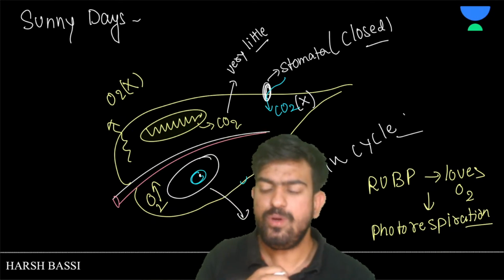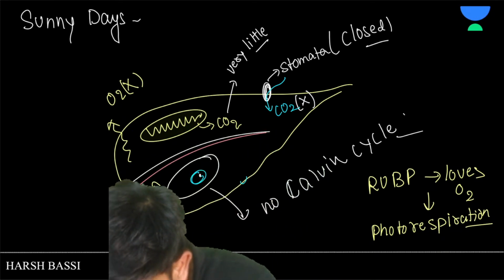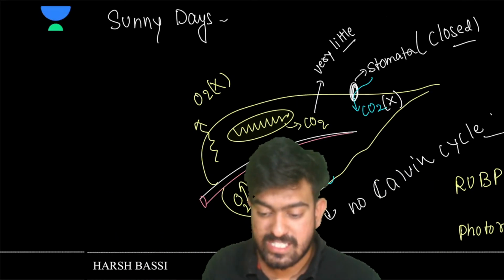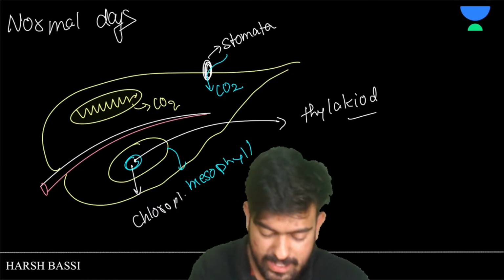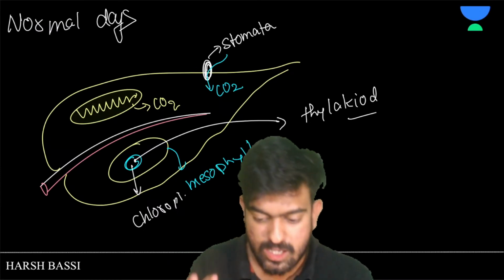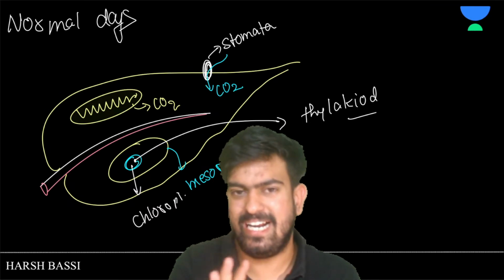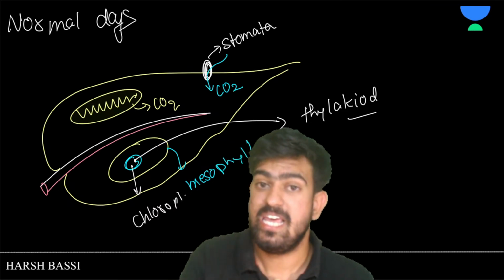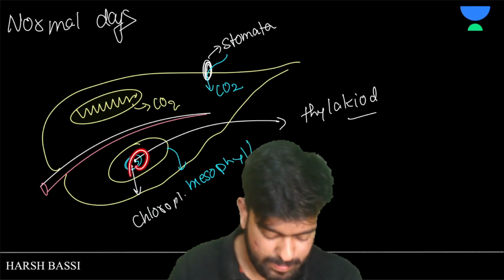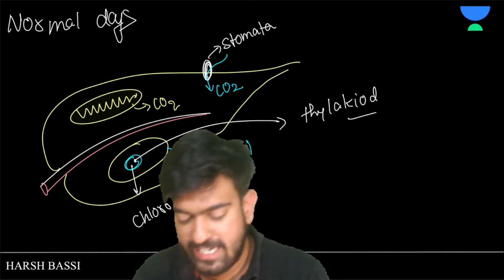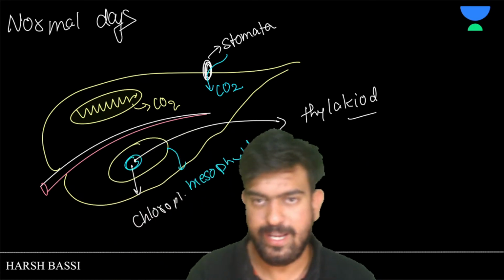And not the mesophyll cell, it's occurring inside the chloroplast. Can we say it is happening in the mesophyll cell? Yes, we can say that. Inside the mesophyll cell, the exact location is the chloroplast. Yes, you can definitely say it's happening in the mesophyll cell.